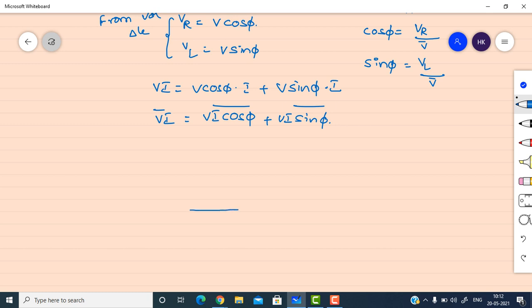Now we can draw the power triangle. The power triangle is also a right angle triangle. Any alternating quantity, we can divide into two components. See here, this is the total power, alternating power. This power is divided into two components. One is the x component and one is the y component. So x component is VI cos phi and y component is VI sin phi. This is the total power, VI.